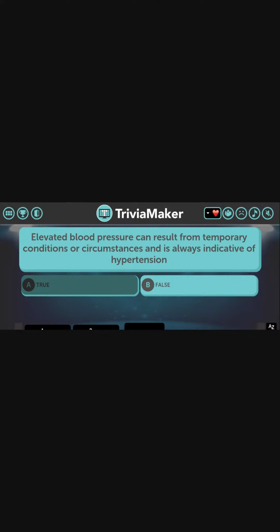Elevated blood pressure can result from temporary conditions or circumstances, but it is not always indicative of hypertension. So that would make this false. It is not always indicative. So definitely it's not always. So that's what would make this one false. So amazing. Great catch, everyone. Great job.